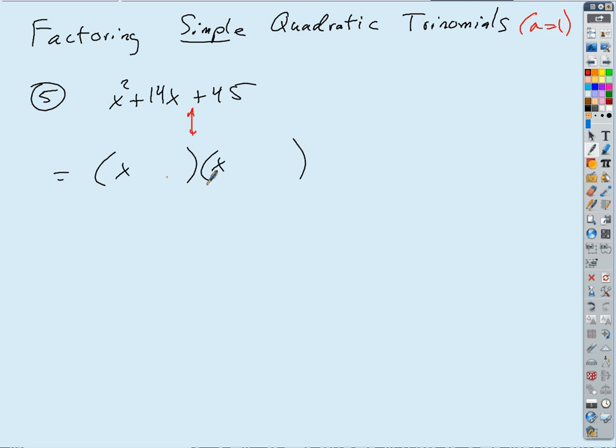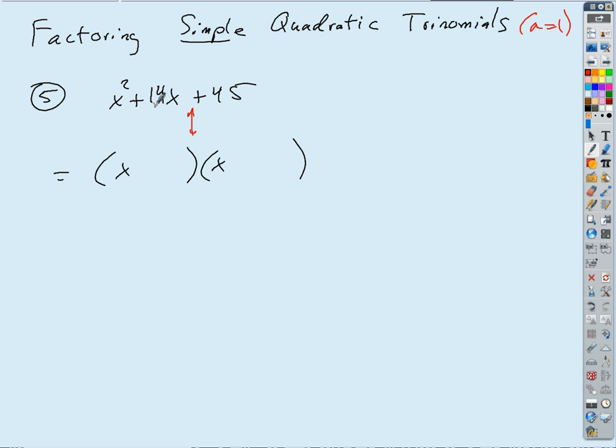So what do they have to do? What do the numbers have to do here to give us this trinomial? What's the game we play? They've got to multiply to 45 and add to 14, right? So when we're looking for magic numbers here, we always want to find the numbers that multiply to c and add to b, if we're dealing with simple quadratic trinomials, right?